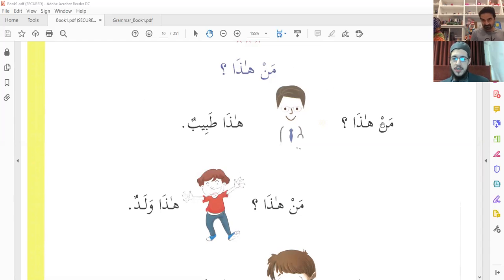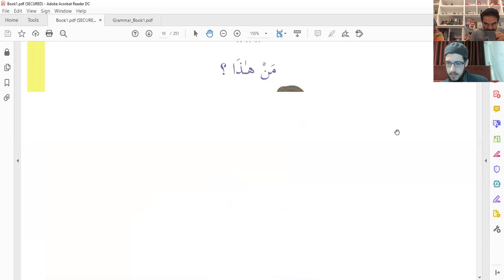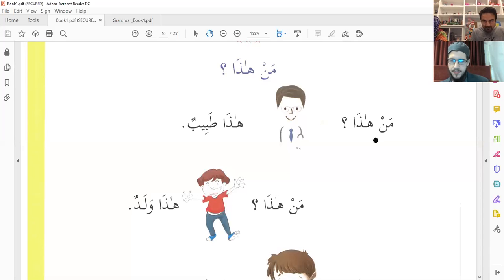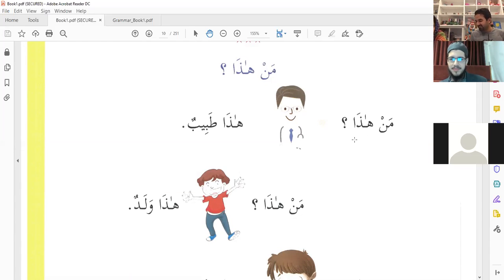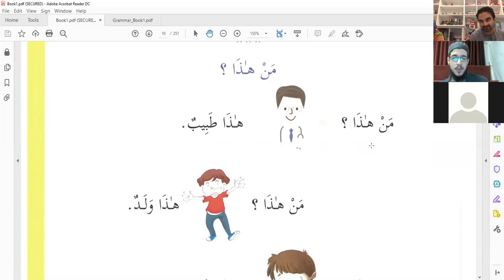So who would like to read for me the first example? There's a question and then a response. Can someone from the Sheikh family do it? من هذا؟ Good. And the response? هذا طبيب. Excellent. So we have men hada, which means who is this, as opposed to what is this.